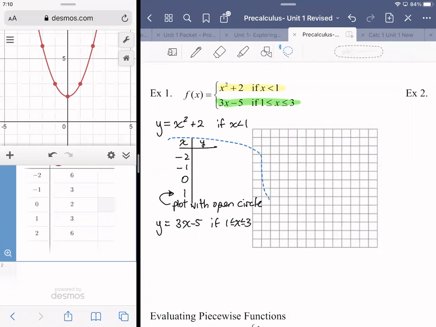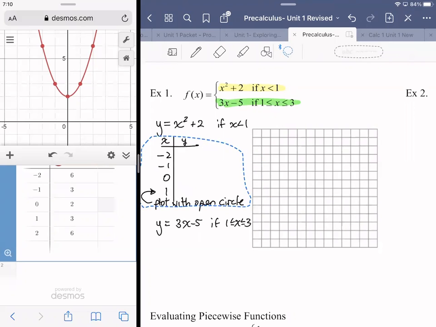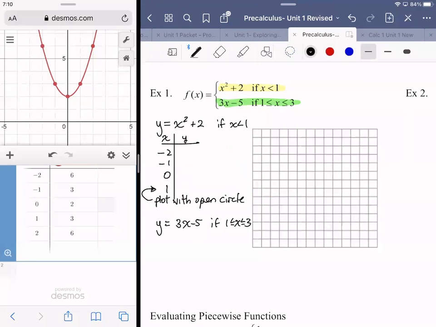All right. So any value that involves a less than, so only for less than or greater than. All right, so from this table, I'll pull the -2, 6, the -1, 3, the 0, 2, and the 1, 3. But that very last point I plot with an open circle.